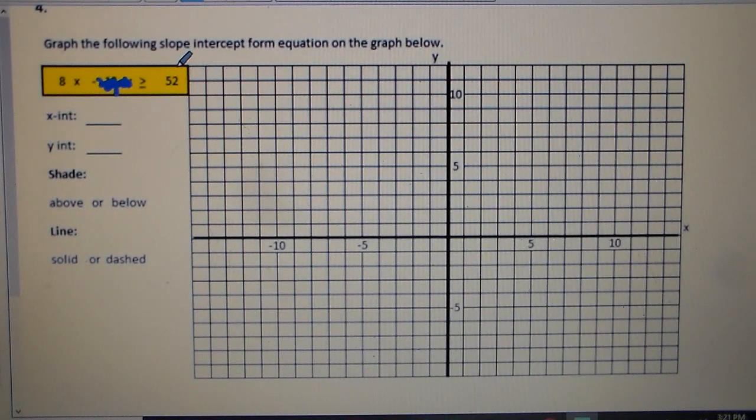So we got to do 52 divided by 8. And that gets you 6.5. So the x-intercept is 6.5.